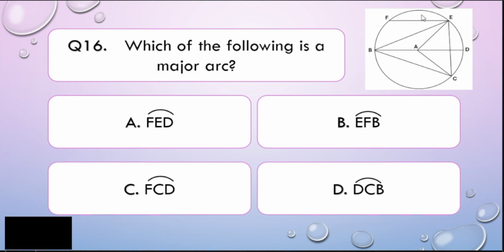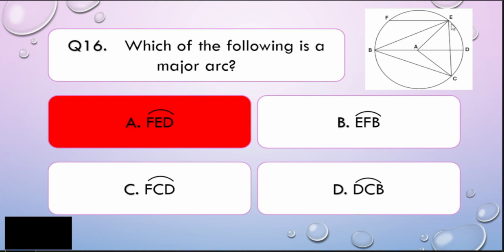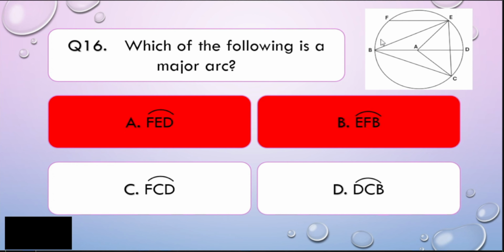All right, so it is not bigger than half of the circle. So letter A is wrong. How about EFB? EFB, same. It did not go over half of a circle. So letter B is wrong. FCD. All right. So it is bigger, right? As you can see, this is already half of the circle. So going to FCD. So we already got our correct answer, my dear math learners, and that is letter C.